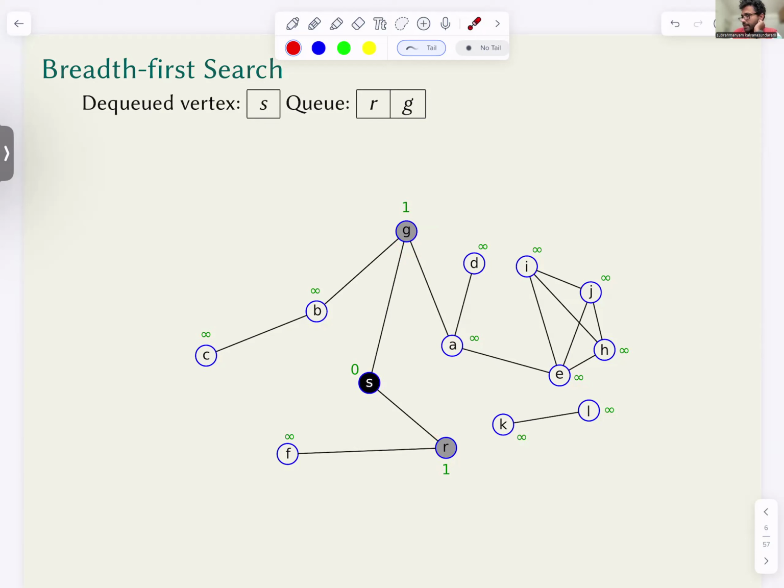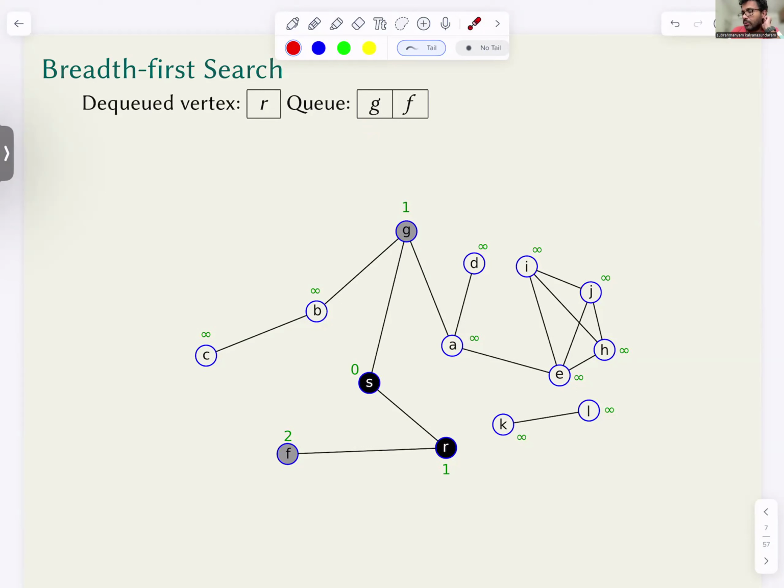Next step, you dequeue R. When you dequeue R, R becomes black. You enqueue F because it's its neighbor, and the D value of F is 2 because the D value of R was 1. Now F is in the queue, and G is in the queue. G was already in the queue, so G remains in the queue. Which is the next vertex to be dequeued? G is the next vertex, right?